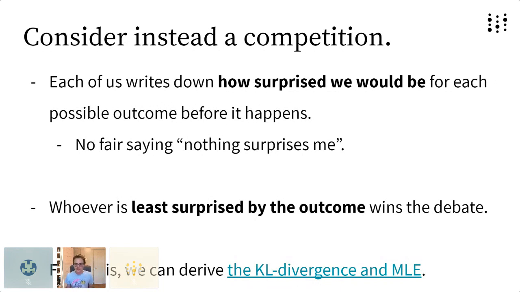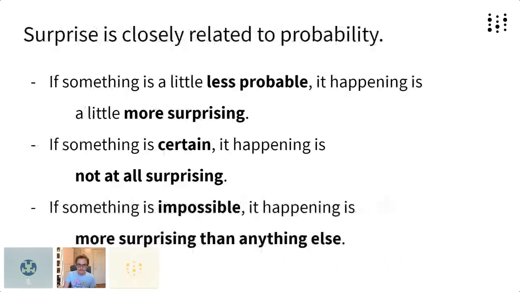And from this setup of this game, of this competition of who could be least surprised, you can actually derive maximum likelihood estimation and the Kullback-Leibler divergence and a bunch of other tools that are actually where many of the loss functions that we use in deep learning and machine learning in general come from. Things like the cross entropy or even the squared error or the absolute error. We can get them using this framework by just thinking of them in terms of this idea of surprise.